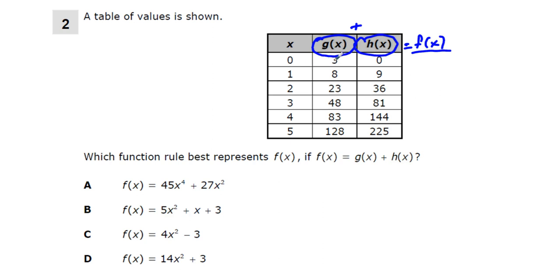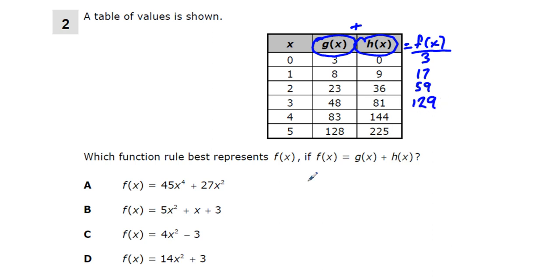So 3 plus 0 is 3. 8 plus 9 is 17. 23 plus 36, what is that? 59. And then I'll do one more: 48 plus 81, that should be 129.